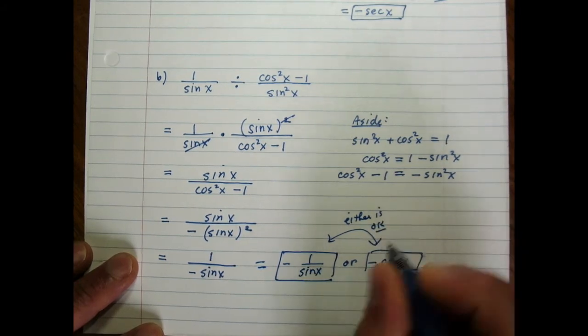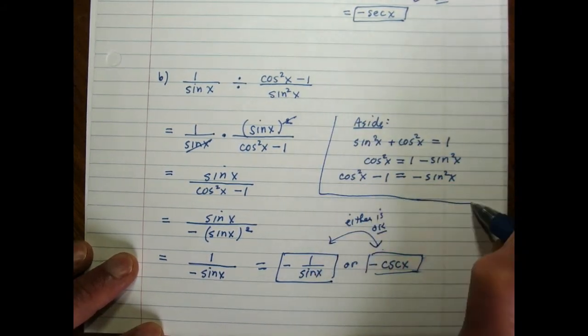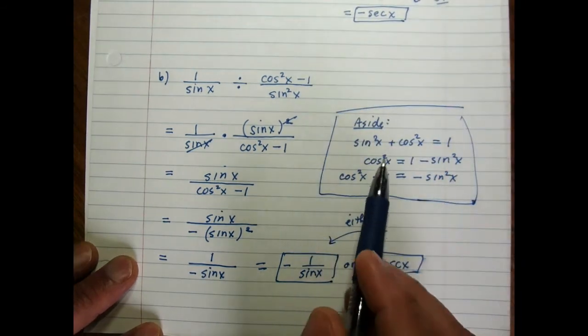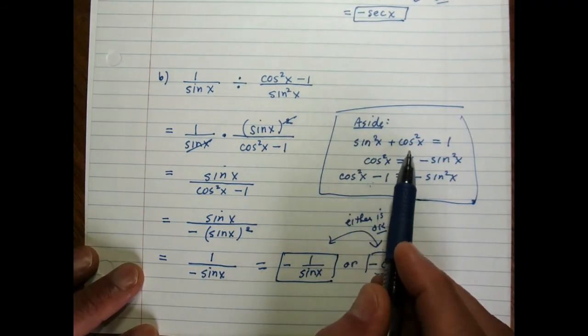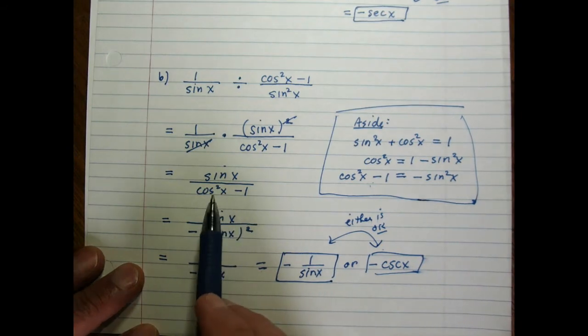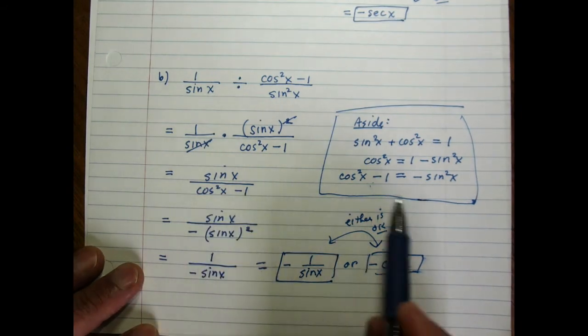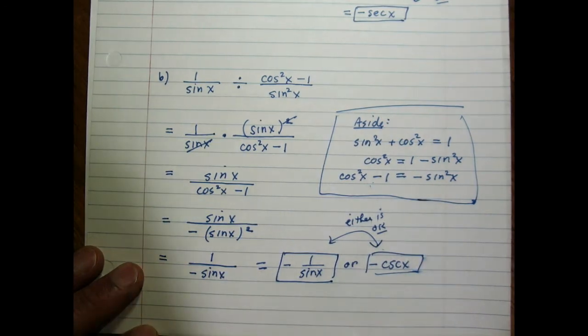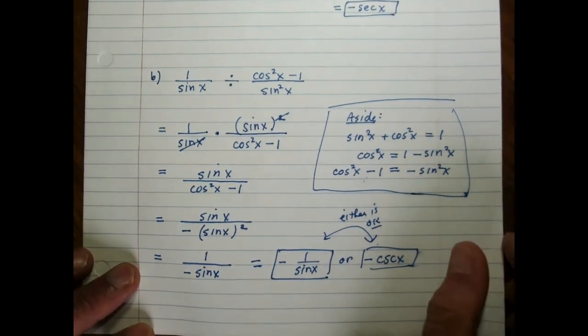So we had to be careful with how we made use of what we knew about sine squared plus cosine squared x equals 1 to get a form here, cosine squared x minus 1, that we could rewrite using another trig function.